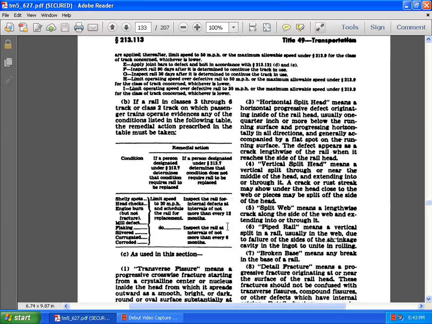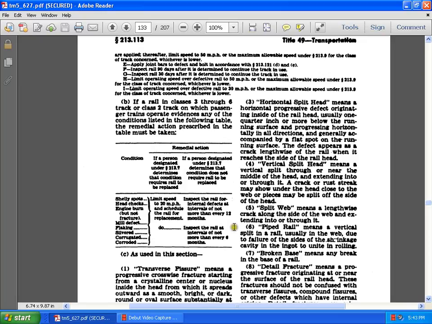Shelly spots, head checks, engine burns, but not fracture, detected, and a limited speed of 20 miles per hour to each railroad, and inspection of the rails for internal defects at intervals of not more than every other month. Mill flaking, slivers, corrugated, corroded. Do inspect the rail at intervals of not more than every other month.